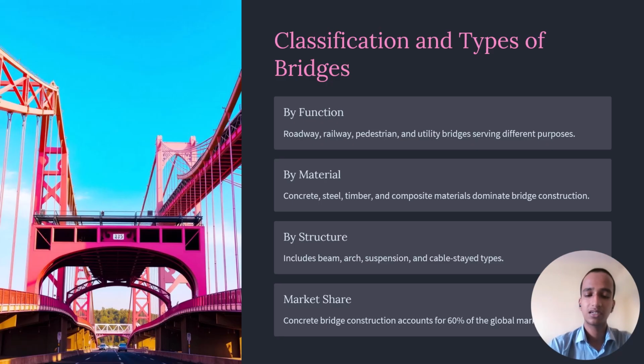Third is classification by structure, meaning what kind of structure is provided to the bridge. There are various types of structure, such as the beam structure, meaning a simply supported bridge. There is no huge, humongous architecture involved in it. Second is the arch, meaning a curvature is given to the bridge. Third is the suspension, meaning suspended bridges, sometimes hanging bridges, as you might be well aware. And finally, the cable-stayed types, which are supported by cables. Usually the cables are steel cables, as I have mentioned earlier.